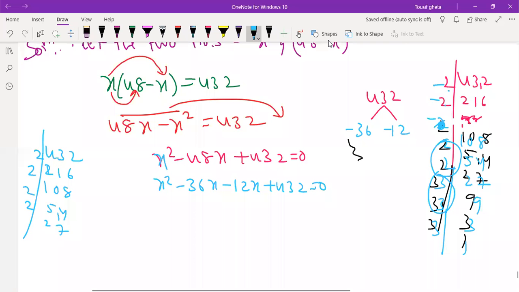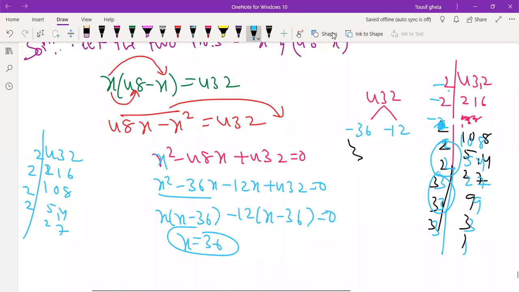So here take x common: x of x minus 36 minus 12 of x minus 36. Answer: x is equal to 36 and x is equal to 12. Done.